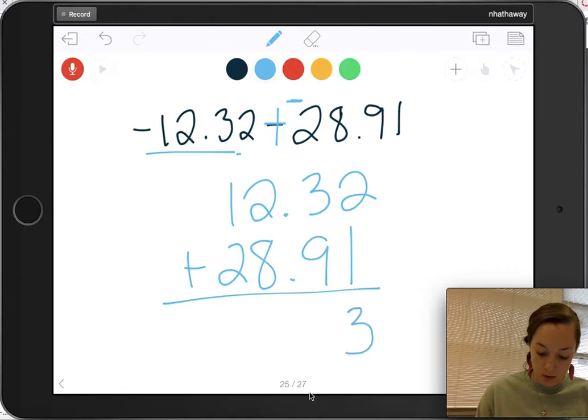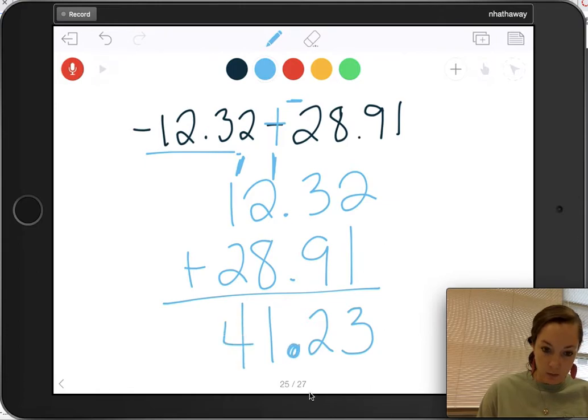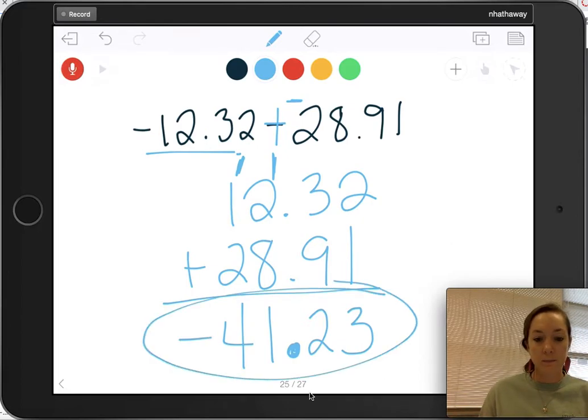2 plus 1 is 3. 9 plus 3 is 12. Remember to carry that 10. 2 plus 8 is 10. That makes 11. Carry that 1. 1 plus 1 plus 2 is 4. And then I'm pulling my decimal down here. And they're negative, so I put that negative in front. Okay?